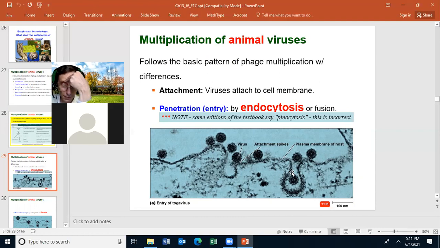A phagosome. And then the cell membrane will reform. So right here, the cell membrane pinches off, and it creates a vesicle, but we'll call it a phagosome. And then the cell membrane reforms. And that's endocytosis.